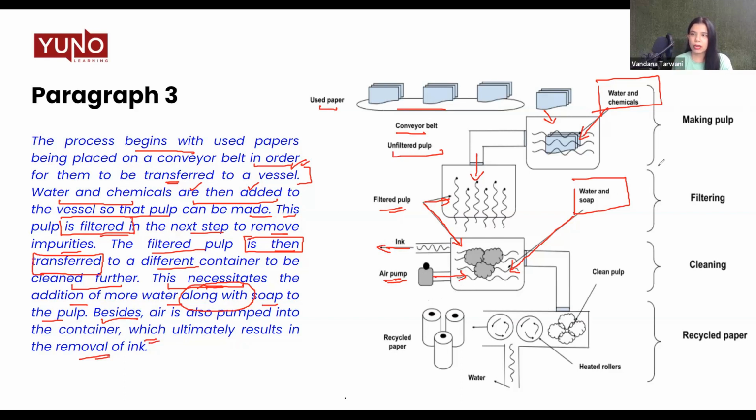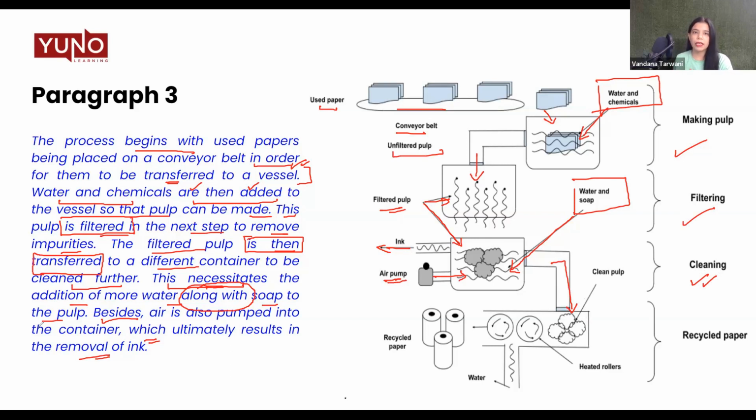So we have more or less talked about making pulp. Till now, we have talked about the filtering step and we have reached our cleaning step. The remaining information, transferring it to the final step, will be talked about in the final paragraph. Let's see how we have done that.